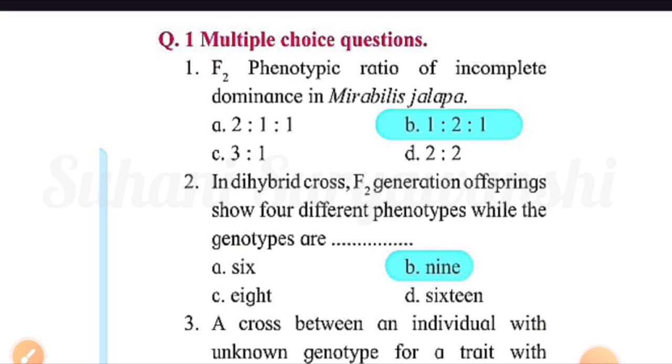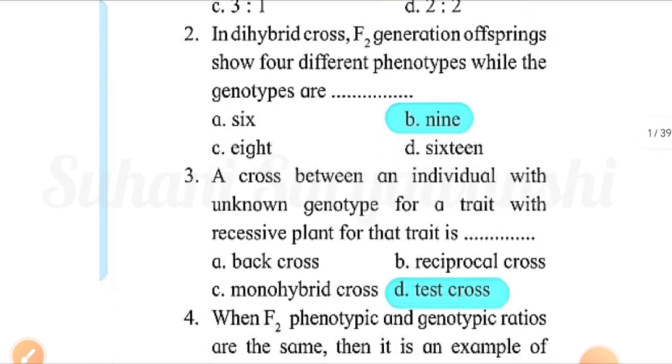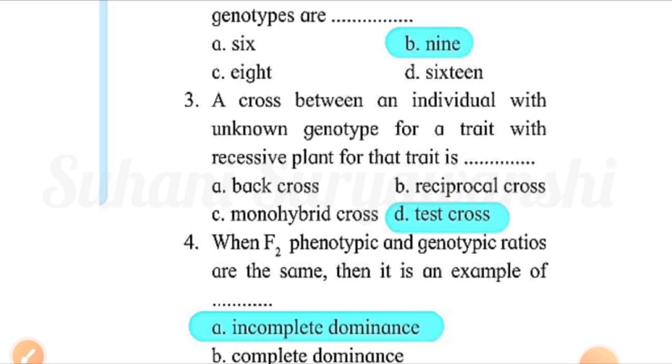Second question, in a dihybrid cross, F2 generation offsprings show 4 different phenotypes while the genotypes are A 6, B 9, C 8, D 16. So the correct answer is option B, 9. Sub question 3, a cross between an individual with unknown genotype for a trait with a recessive plant for that trait is option A back cross, option B reciprocal cross, option C monohybrid cross, option D test cross. So the correct answer is option D, that is test cross.